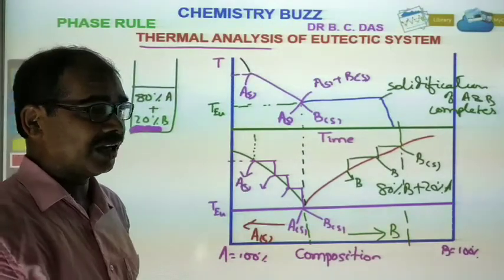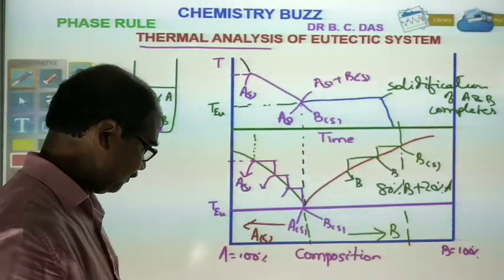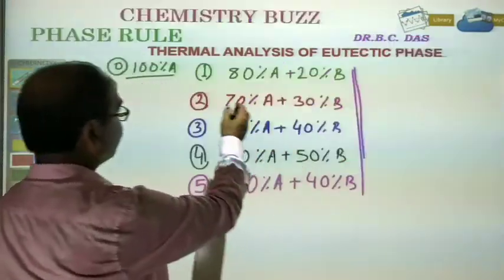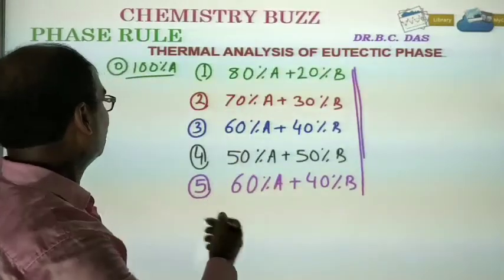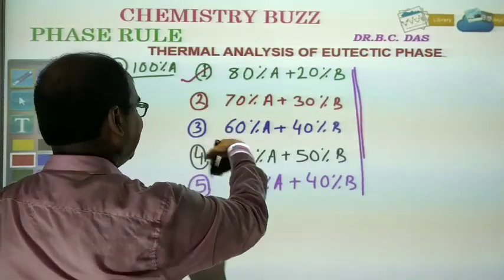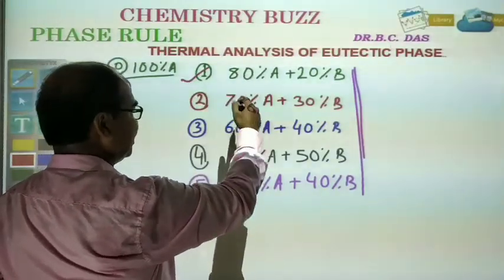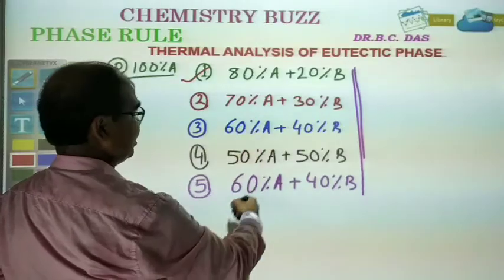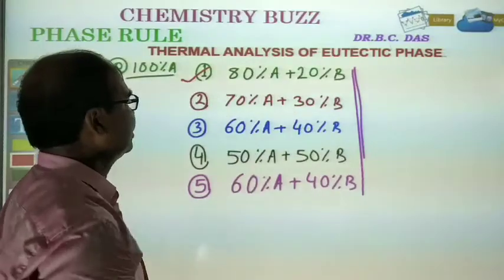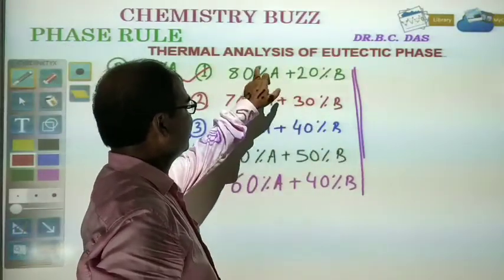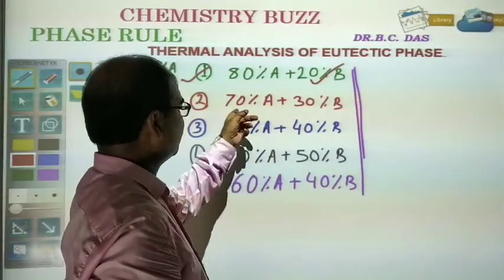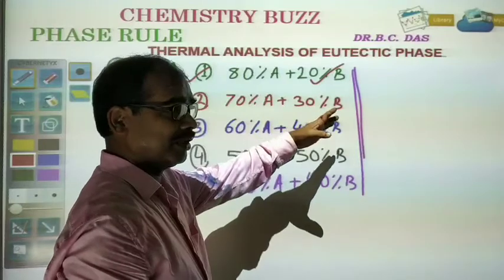This is an experiment done in the higher classes, that is, PG classes. You have to prepare these samples, 80% A and 20% B, as the first sample. Then we see that the percentage of A is gradually decreasing and the percentage of B is gradually increasing. So we add a calculated quantity of B to the first mixture so that the new composition will be 70% A and 30% B.